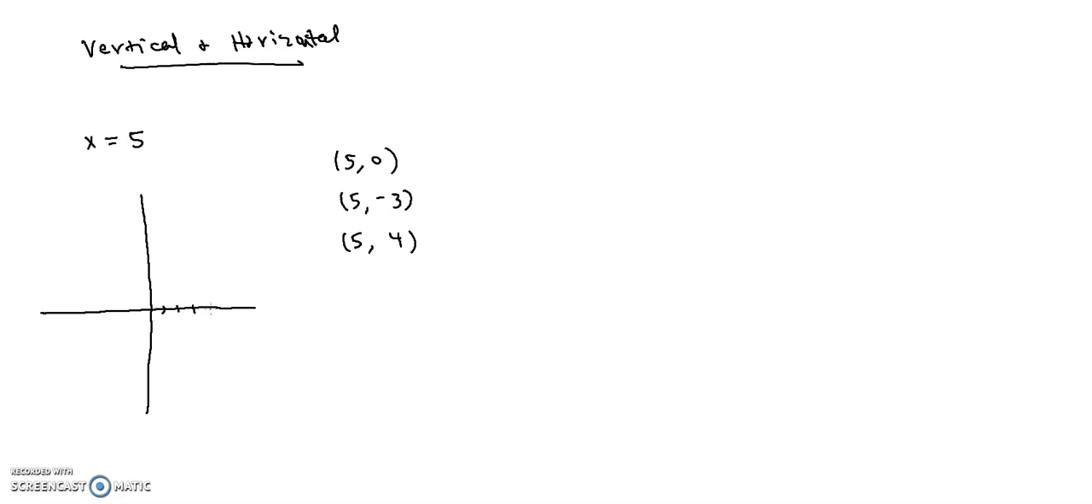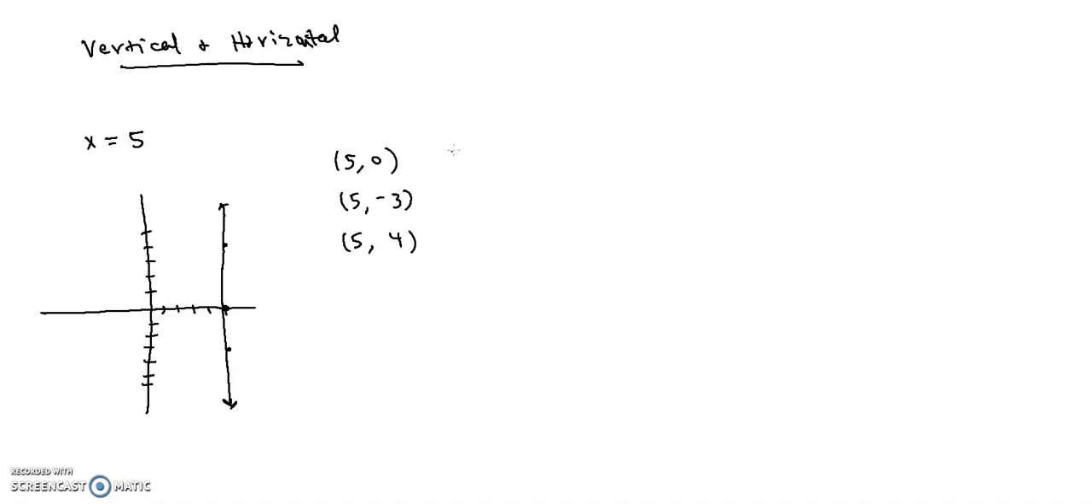So 1, 2, 3, 4, 5. Okay, so we get (5, 0). It crosses at x equals 5. That makes sense. (5, 4) could be there. (5, -3) would be there. We could make all sorts of points along here, and they would all make up this vertical line that looks like this. Okay, so x equals 5 is a vertical line at 5.